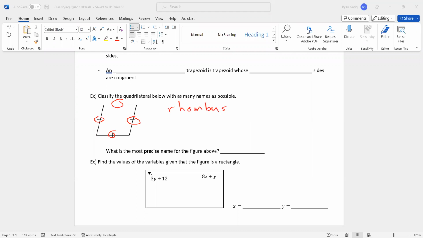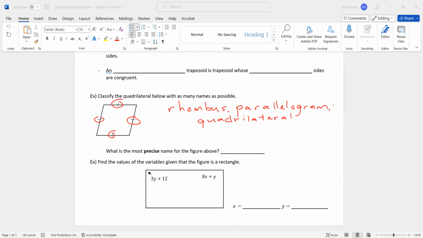But if it's a rhombus, right? It's also a parallelogram, right? Because all rhombuses are parallelograms. So I said as many ways as possible. So I have rhombus and parallelogram. It's also a four-sided figure, so it's a quadrilateral. That figure there is all of those things.